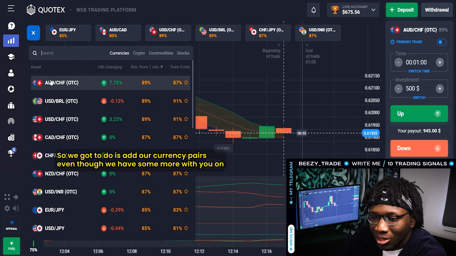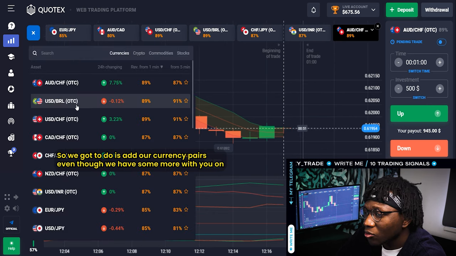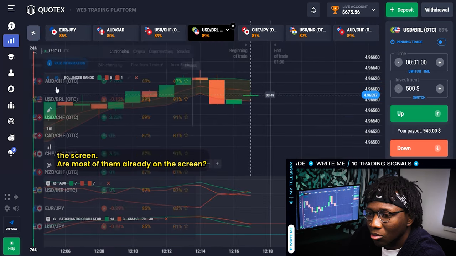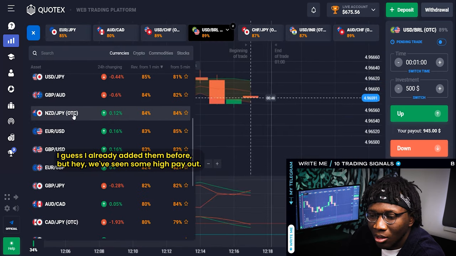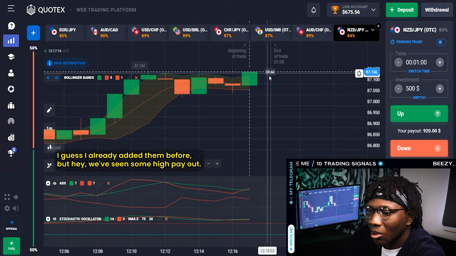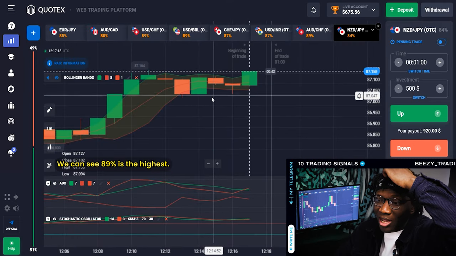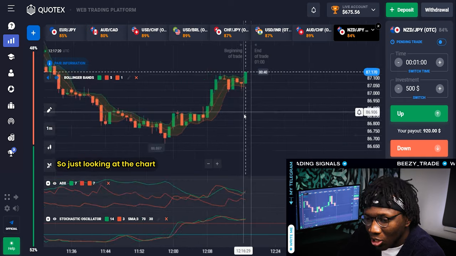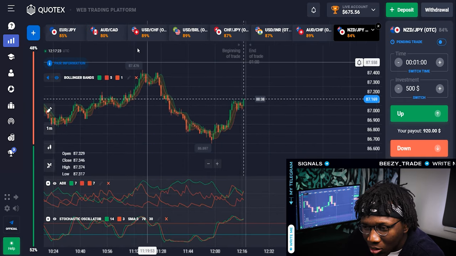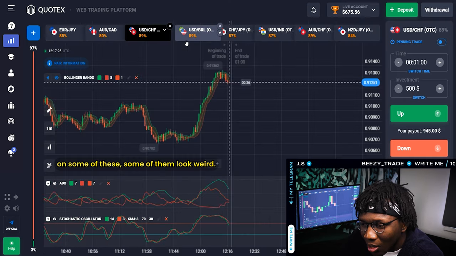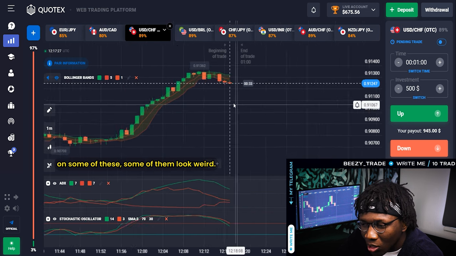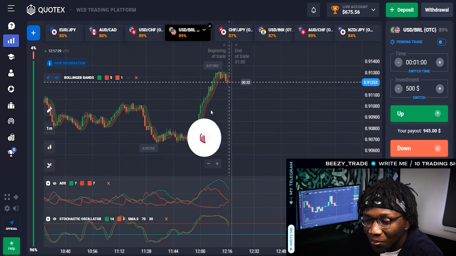So what we gotta do is add our currency pairs. Even though most of them are already on the screen, I guess I already added them before. But hey, we've seen some high payouts. You can see 89% is the highest. So just looking at the chart on some of these, some of them look weird. This is looking crazy.